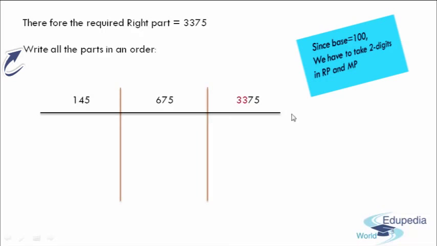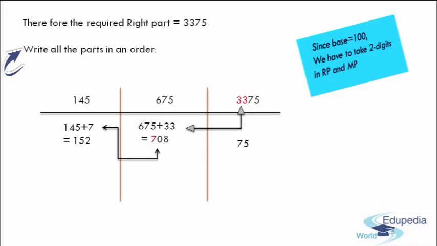So friends, if you observe, the right part answer we have got is 3375, which is a 4-digit number, so therefore we have to take 75 and the remaining number, that is 33, should be taken as carry on to the next part, that is the middle part, and therefore we have to add this 33 to 675 and by adding these two numbers we get 708. And again 708 is a 3-digit number, so therefore we have to take only 0 and 8 and the remaining number 7 should be taken as carry on to the next part, that is the left part, and we have to add this 7 to 145. By adding we get 152.